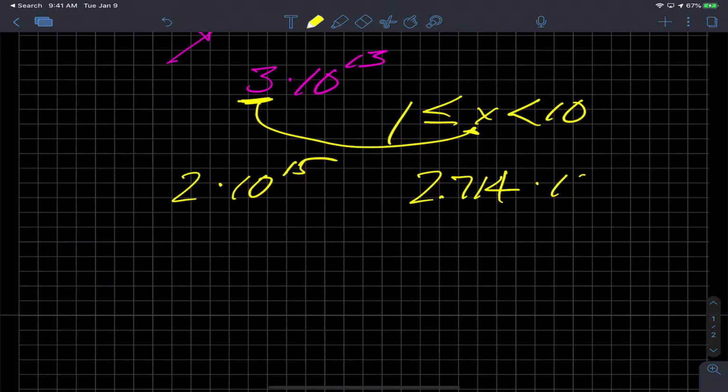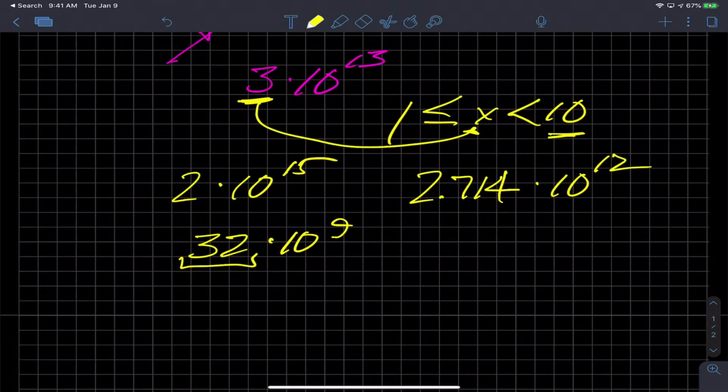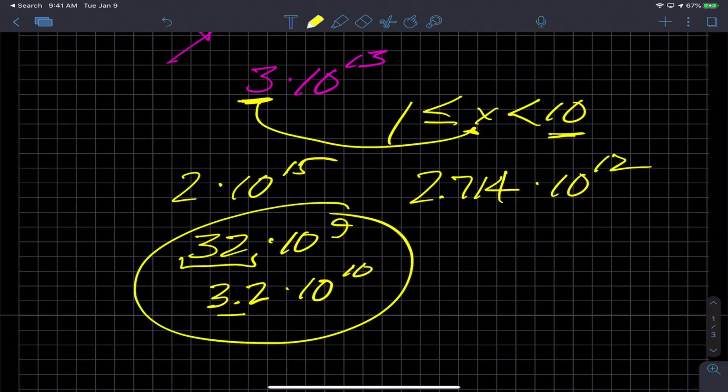2.714 times 10 to the 12th, perfectly fine. 32 times 10 to the 9th, not so much. This number is greater than 10, so it doesn't work, so I need to write this as 3.2 times 10 to the, and I would have to multiply this number by an additional 10 to make these equivalent, so those two things are equal. Or if I had 0.07 times 10 to the 5th, really I need this decimal place to be here to follow the rules that this lead number has to be between 1 and 10 and can equal 1 but not 10.